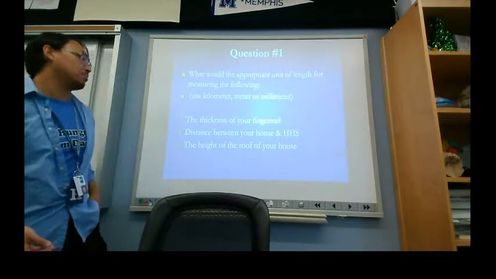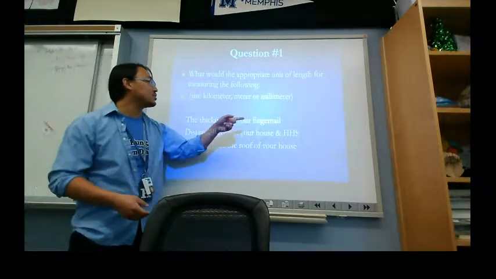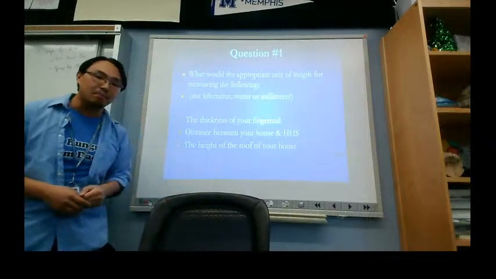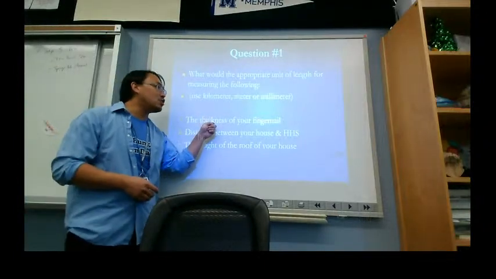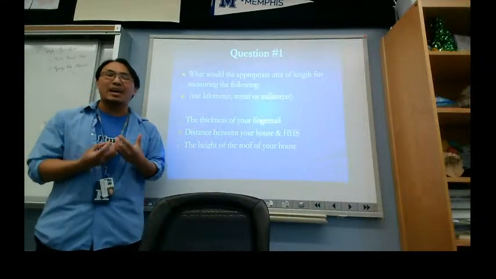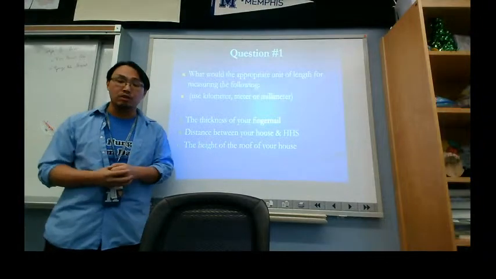You're absolutely 100% right. Thickness of your fingernail is millimeter. Distance between your house and HHS is a kilometer. And the height of the roof of your house is a meter. So you can imagine that if you had the thickness of your fingernail measured in kilometers, that would not be a very accurate measure. That's why it's very, very important to make sure you have the appropriate unit of length.